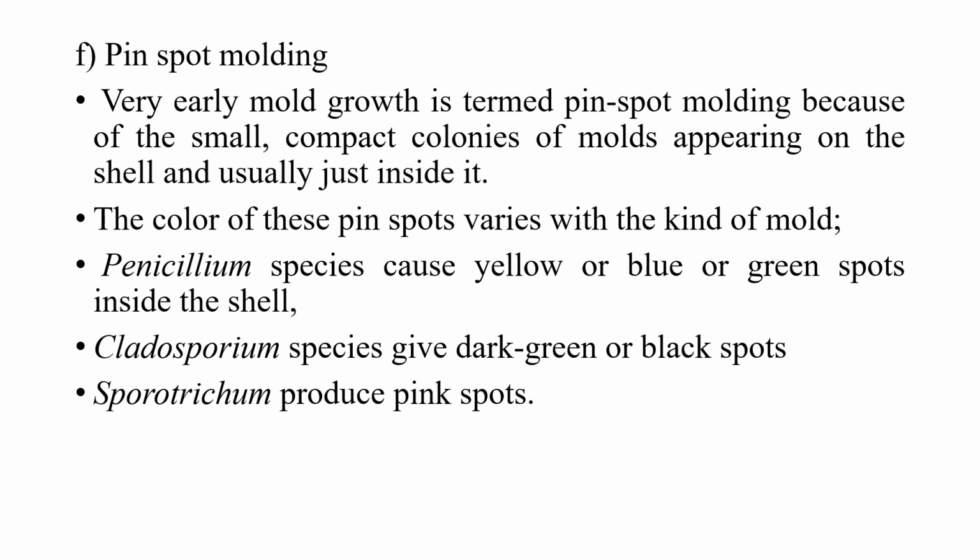The first is the pin spot molding. At very early mold growth, it is known as pin spot molding because it is characterized by small compact colonies of the mold, and the color of this pin spot will vary with the kind of mold. Penicillium species will give a yellow or blue color spot, Cladosporium will give a dark green or black colored spot, and Sporotrichum will produce a pink spot.